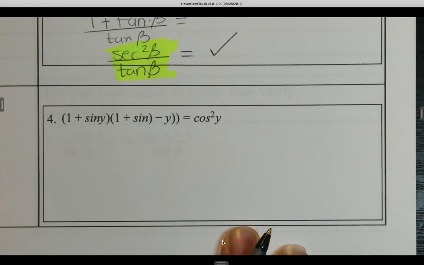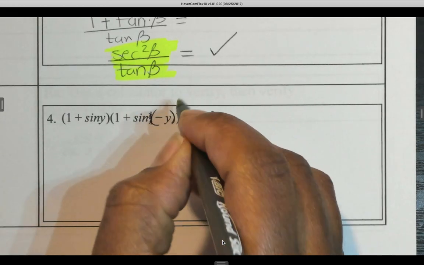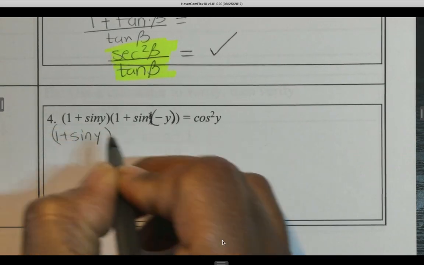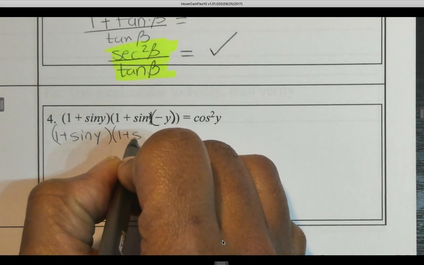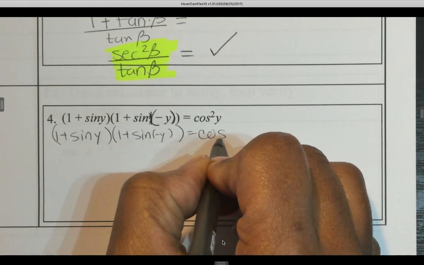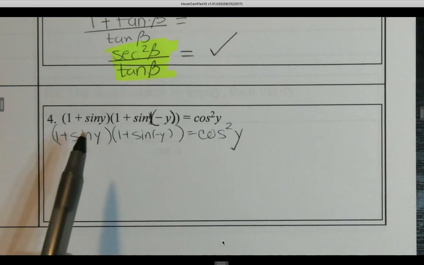All right, let's try one more. Okay, so there's a little typo here. Put this in parentheses. So really what we have is 1 plus sine y, y is our angle, times 1 plus sine of negative y equals cosine squared y. Okay, so it's really clear that the left side is more complex than the right side. So we're going to work on the left side.